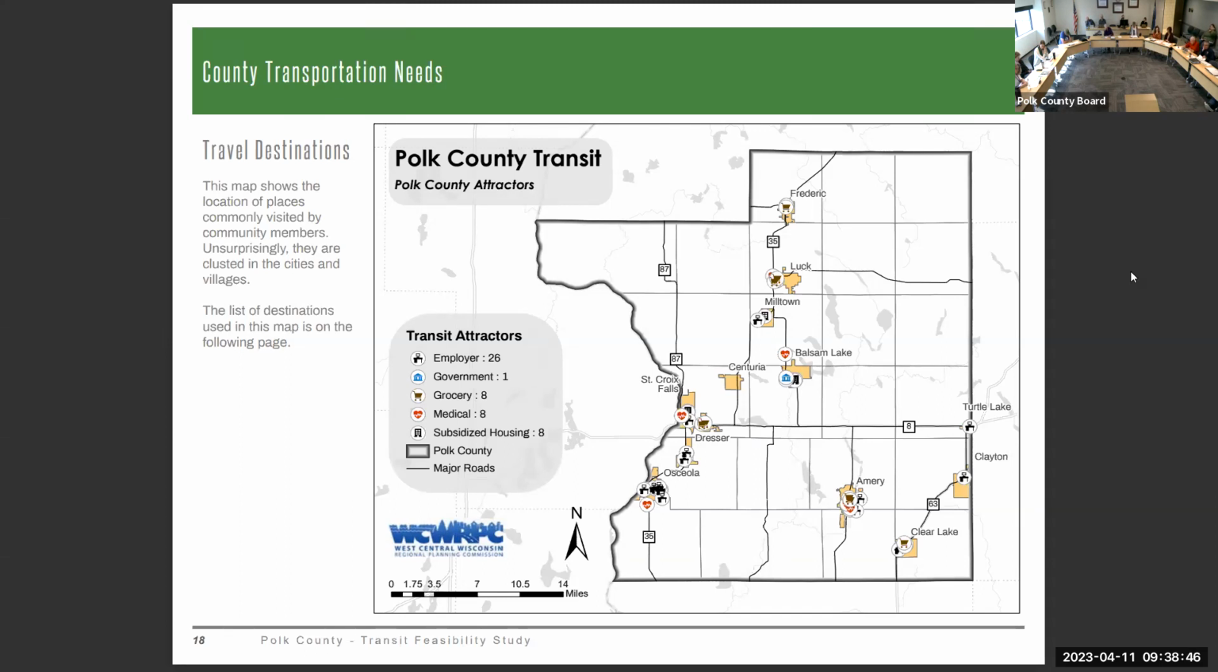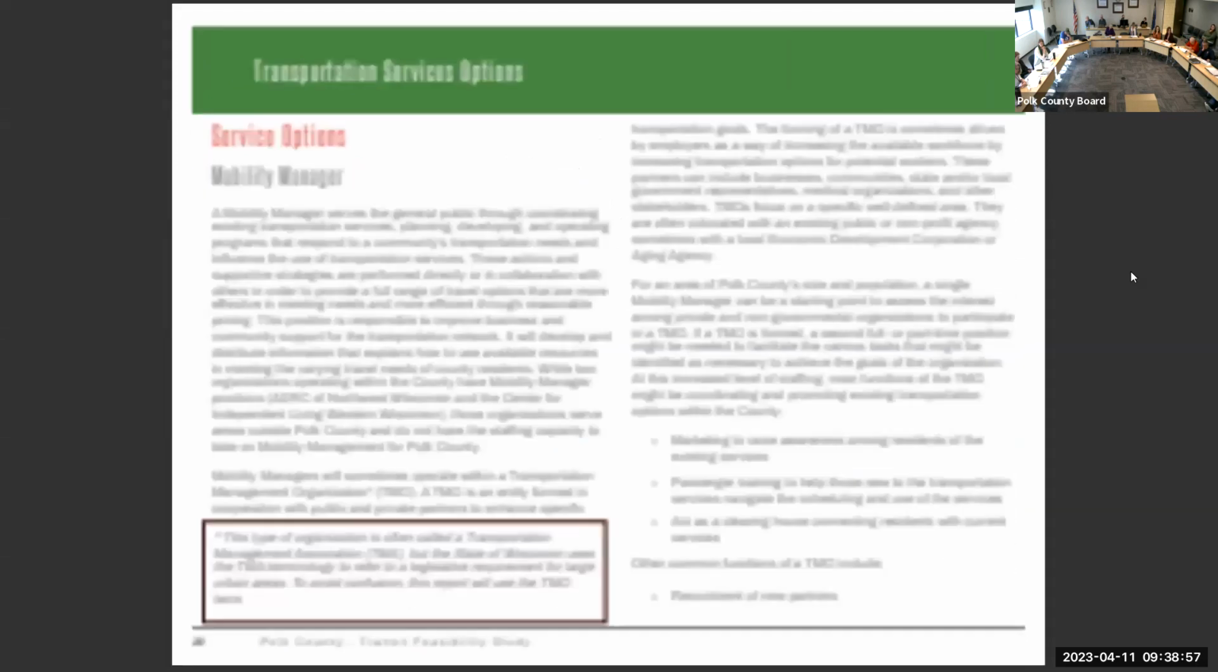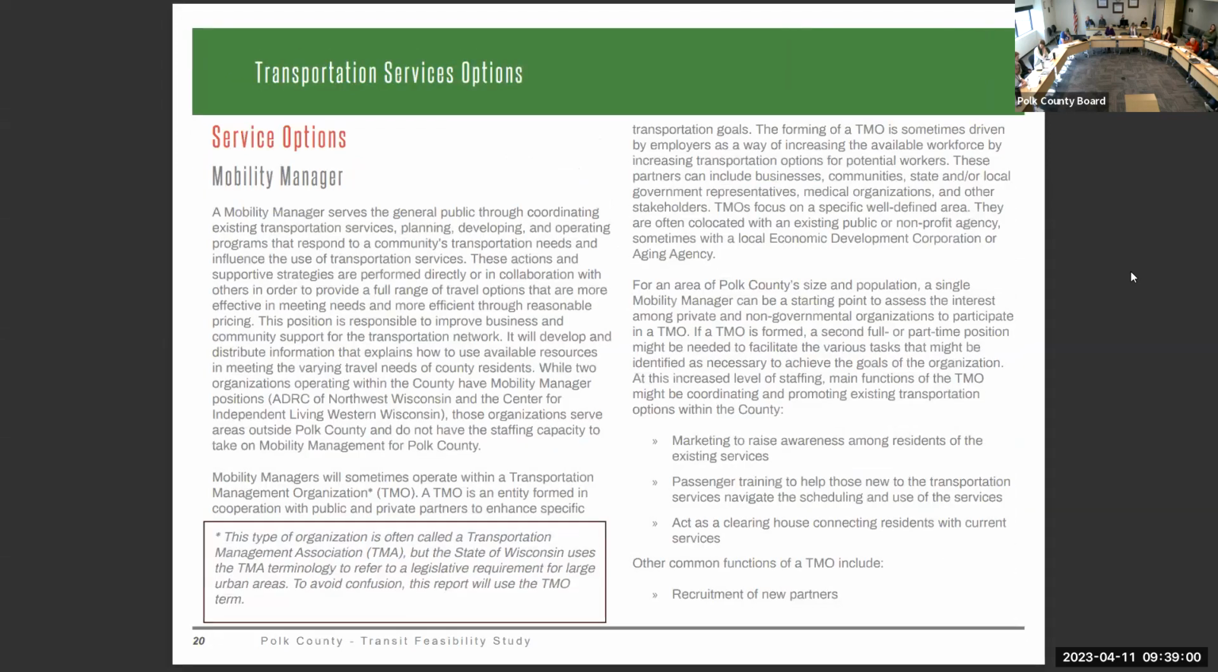So then we looked at those needs. We looked at what the possible solutions might be to meet those needs. And then working with the advisory group, we prioritized those needs or those possible solutions based on what was realistically achievable as the next steps for the county. So the first option we looked at was a mobility manager. A mobility manager is someone who organizes a single point of contact that can help guide people to the available resources.